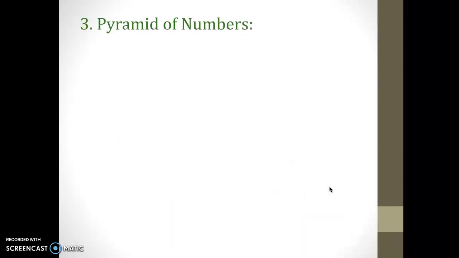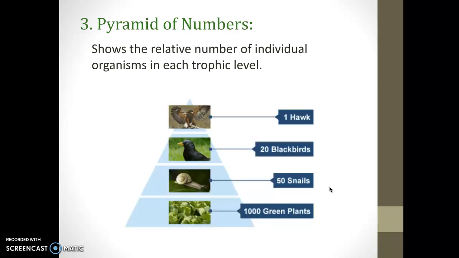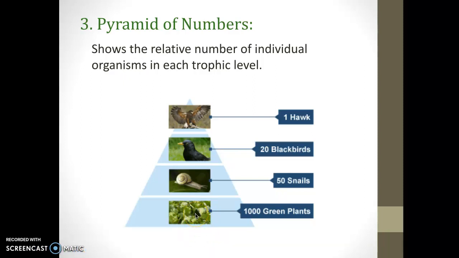Okay, and the last one, probably the easiest one to identify and understand, is a pyramid of numbers. That simply shows you how many individuals are found within each trophic level. And again, depending upon what ecosystem you're looking at, and what area you're surveying, this can vary greatly. So this example here is showing, let's say we had 1,000 green plants near the bottom. And then up above in the next trophic level, we would find 50 snails. Above that, 20 blackbirds. And maybe at the top, we only have one top predator, a hawk. It's simply showing you how many organisms we can count.